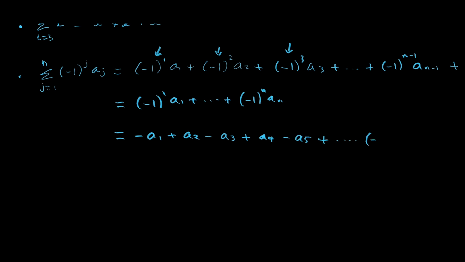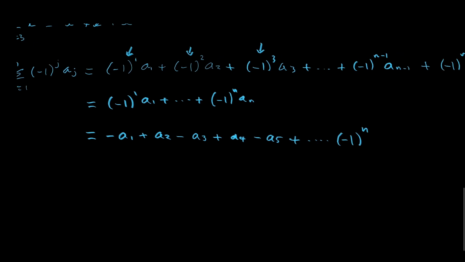But we wouldn't know what to say about -1 raised to the nth power because we don't know whether n is even or odd. So we would just have to say -1 raised to the nth power. If we knew that n was odd, then we could say minus a sub n. If we knew that n was even, then we could just say plus a sub n, but we don't know. So we just have to write -1 raised to the nth power times a sub n.